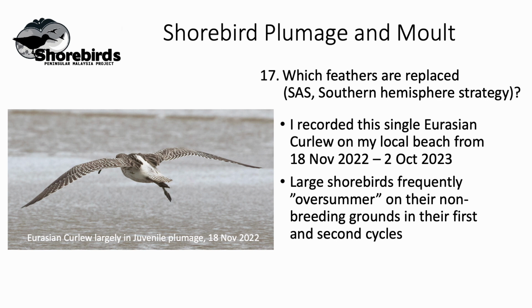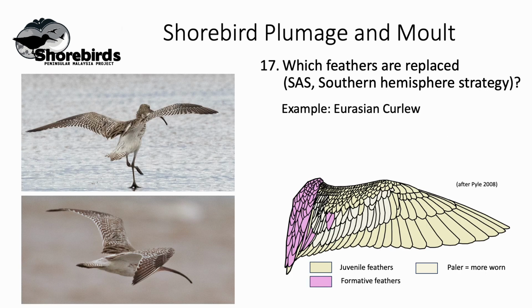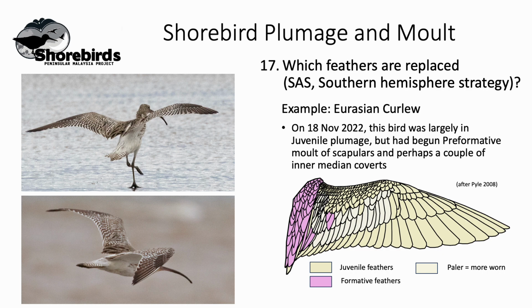And this is not unusual for large shorebirds that don't mature or breed in their second calendar year. They often oversummer on the non-breeding grounds for their first and second cycles. So in this case, on the 18th of November 2022, this bird was largely in juvenile plumage, but it had begun preformative molt of the scapulars and maybe a couple of inner median coverts, as I've tried to illustrate on the diagram here.